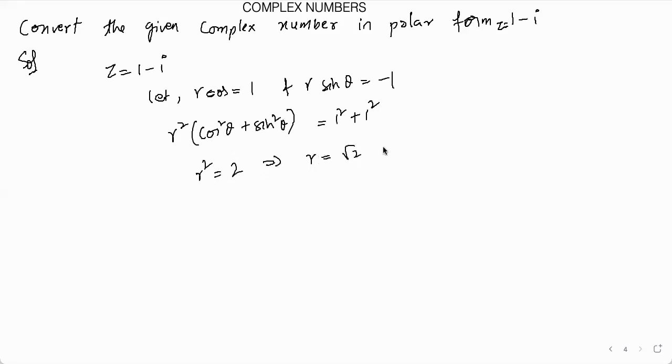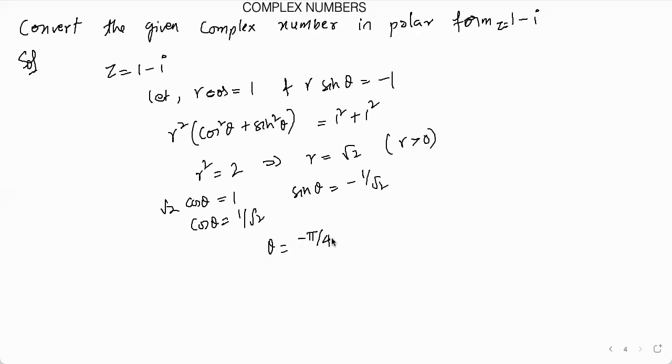Okay, we got this. So we take r as greater than 0. So root 2 cos theta is equal to 1, so cos theta will be 1 by root 2, and sin theta is also, you'll get this as minus 1 by root 2. So theta lies in the fourth quadrant, so you'll get theta as minus pi by 4.